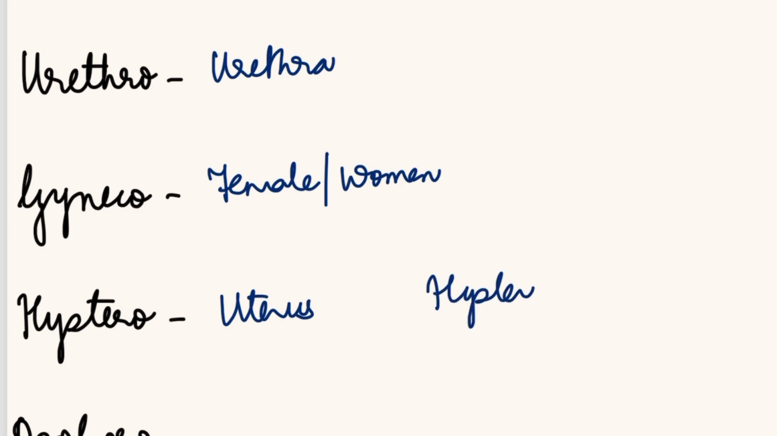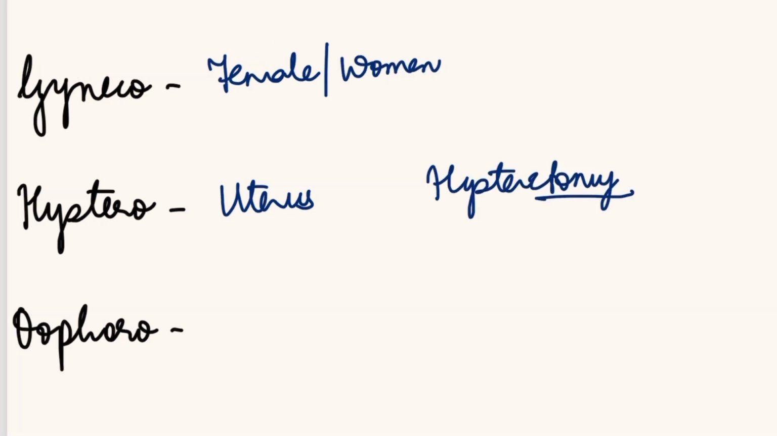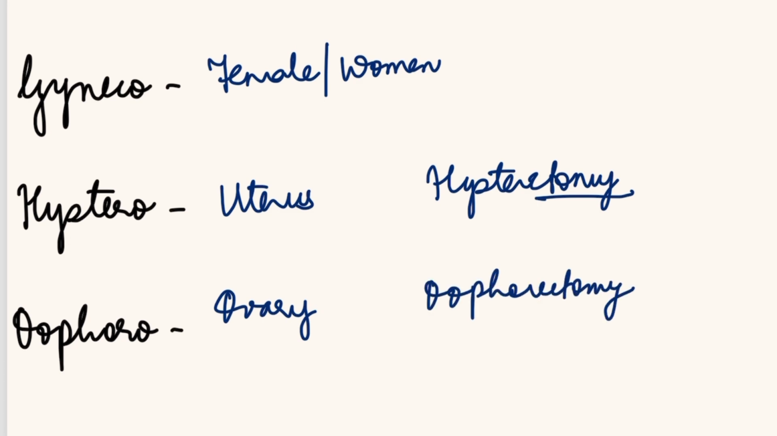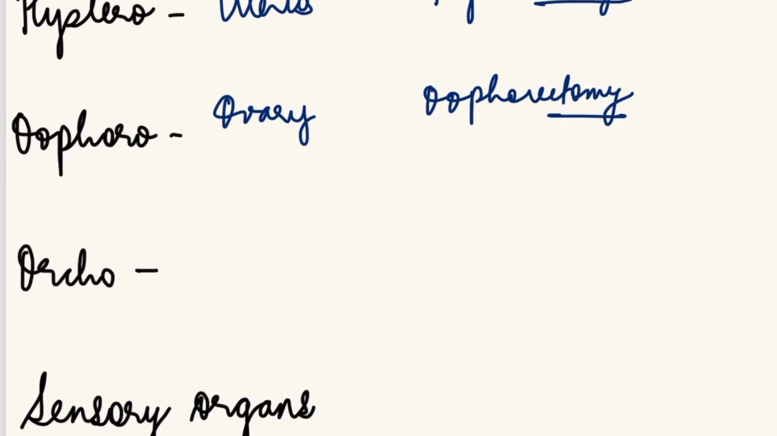So hysterectomy is the removal of uterus. And oophoro is ovary. Oophorectomy. Can you guess what oophorectomy means? If you can guess it, please do comment. I'll be very happy to see that you guys can decipher it.